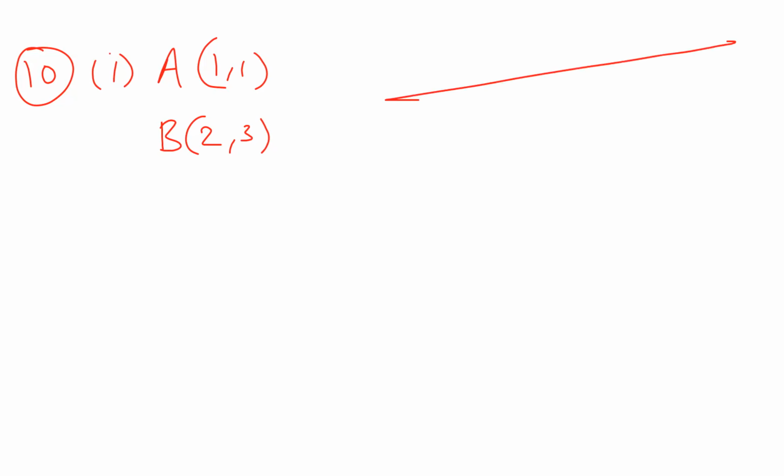Okay. So they're asking the equation of the lines joining the points. Question number 10, sub question 1, they have given A as 1 comma 1, B as 2 comma 3. So these are the 2 points on the line. So our line has 2 points A and B over here. Rough diagram I have drawn. Fine. So we have to find out the equation of this particular line.